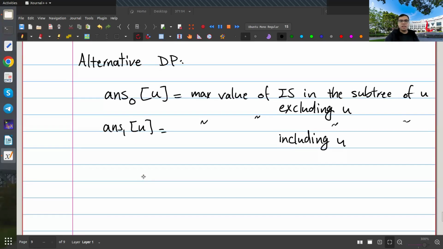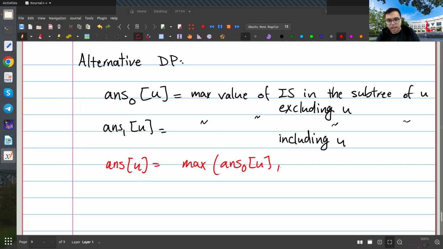Now, of course, you can see the connection between these values and the values I had before, right? Because before I said that the ans at U is just the maximum value of an independent set in this subtree. So any independent set in this subtree is either going to include U or not include U, right? So ans of U is just the maximum of ans 0 of U and ans 1 of U, right? So if I could just calculate ans 0 and ans 1, then I could also find the value of ans that I had in the previous solution.